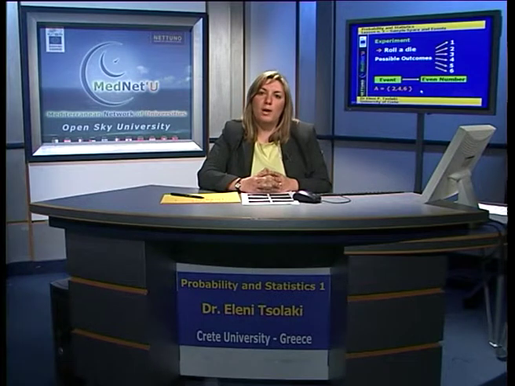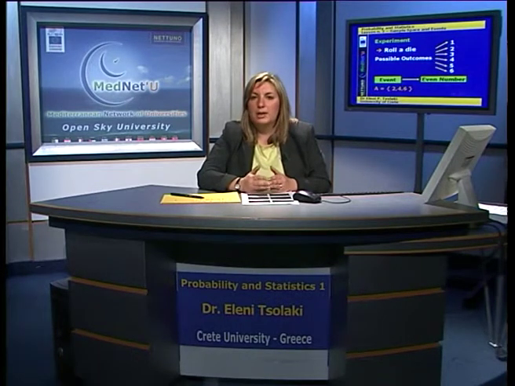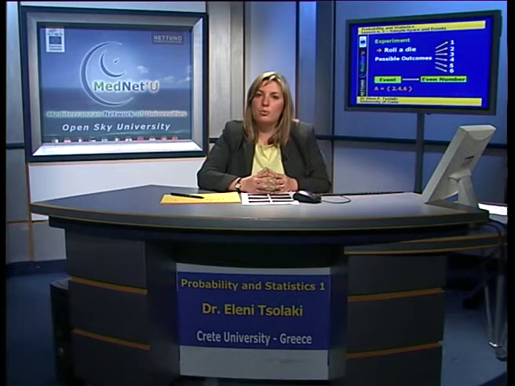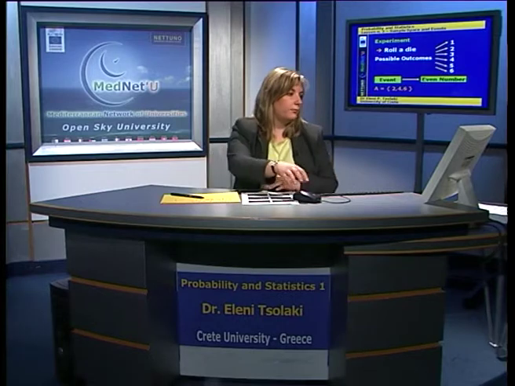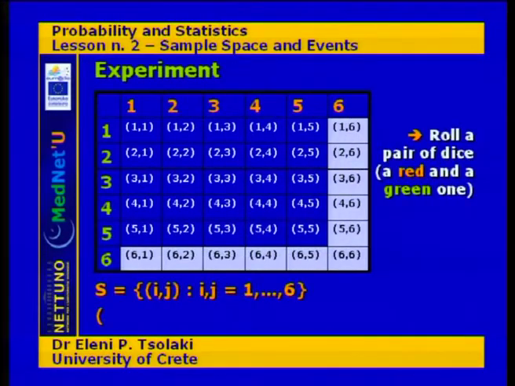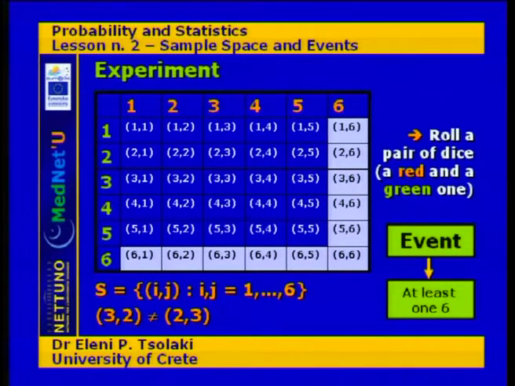Again, we are going to see what happens when we do not have single elements but pairs of elements, like when rolling two dice. What are the events in this case? In the experiment of rolling a pair of dice, a red and a green one, the sample space is shown in this table. Now, we may be interested in the event that at least one 6 has occurred. This event can be shown in the table as the highlighted light blue cells.